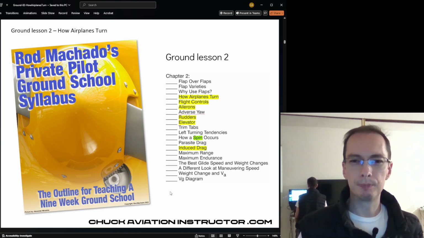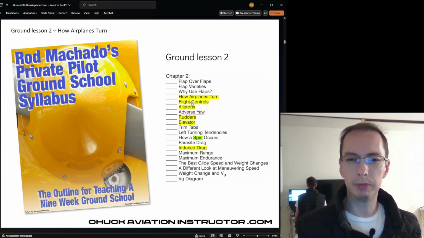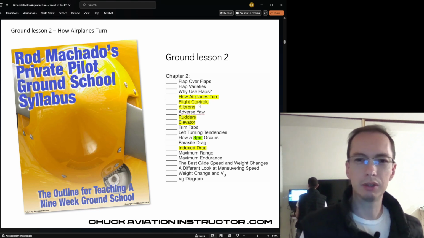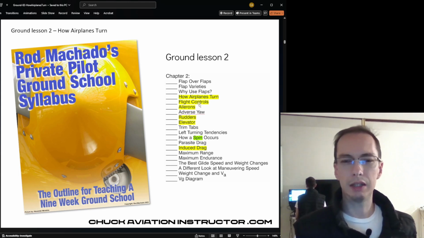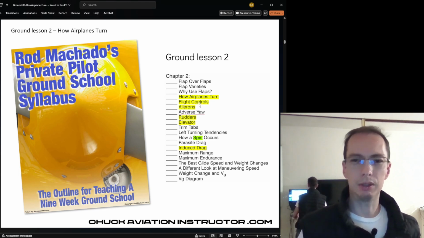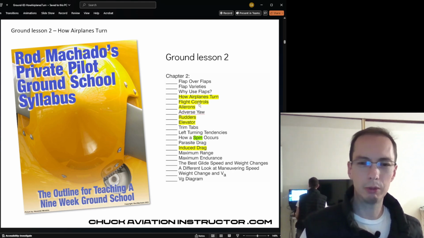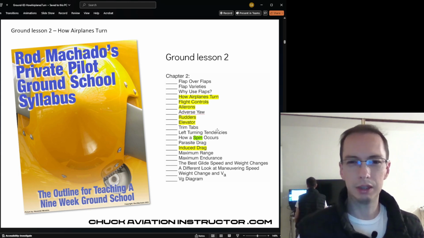This is the syllabus for today, ground lesson 2, how airplanes turn. Afterwards, we will be talking about what each of the main primary flight controls do throughout the turn. Sorry, I'll start with the ailerons, then the rudders, and only at last the elevator. Just because, or maybe because there's a certain order. We will see afterwards, depending on some survey that was made.